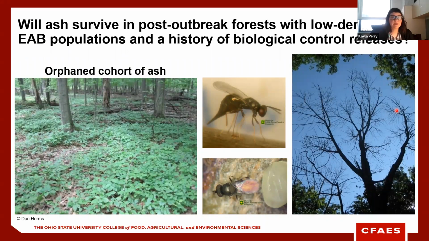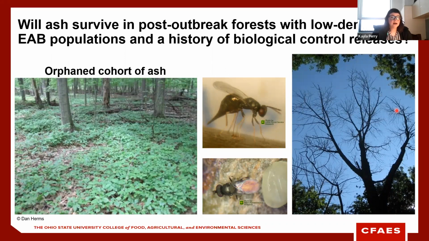All right, so lastly, I just wanted to wrap up and talk a little bit about one of the big questions that I feel is still unanswered in terms of impacts of ash and emerald ash borer on forest communities, and the future and persistence of ash within post-outbreak forests. And really, will ash survive in post-outbreak forests? Particularly thinking about how there's potential for them to survive with low density EAB populations and a history of biological control releases. One of the things that we've observed with our research in Ohio and in Michigan is that although many of the mature ash trees, 99% or more, are dead within the forest canopy, ash is actually really abundant in the understory as seedlings and saplings. And this group of ash has been termed the orphan cohort of ash, right?